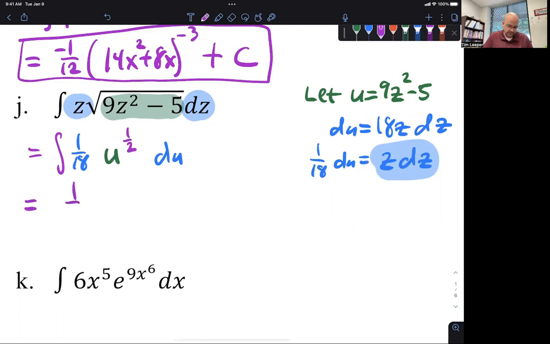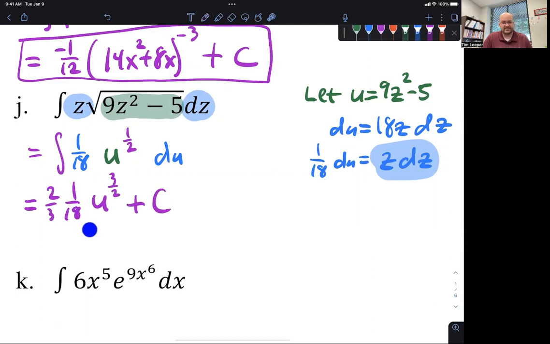So we still have the 1 over 18 here. And then u to the, well, 1/2 plus 1, 1 plus 2 is 3. Keep the denominator 2. And then we take that exponent and multiply by the reciprocal. And so that'd be 2/3 out front, plus a constant.